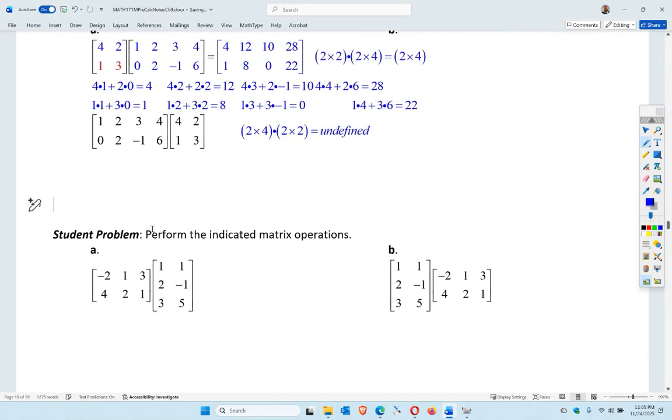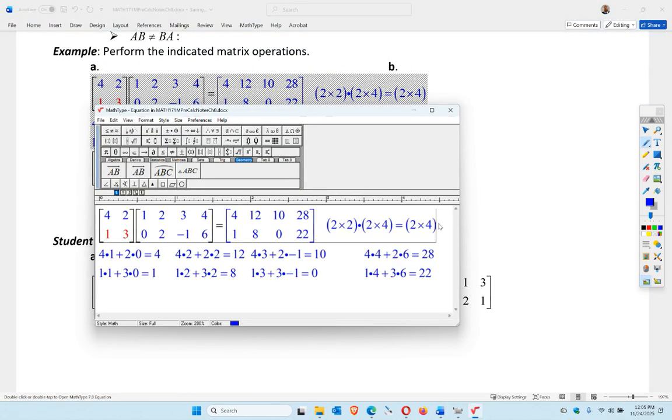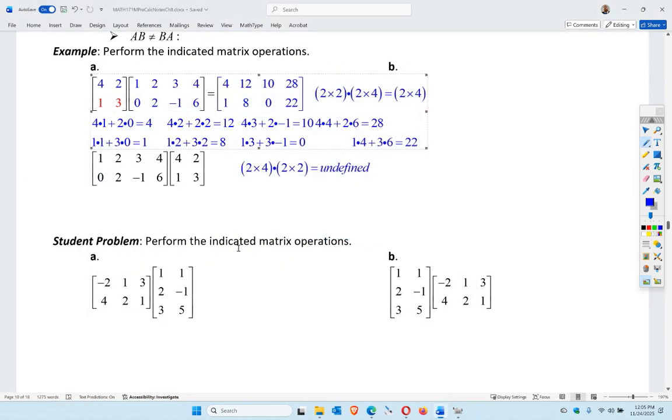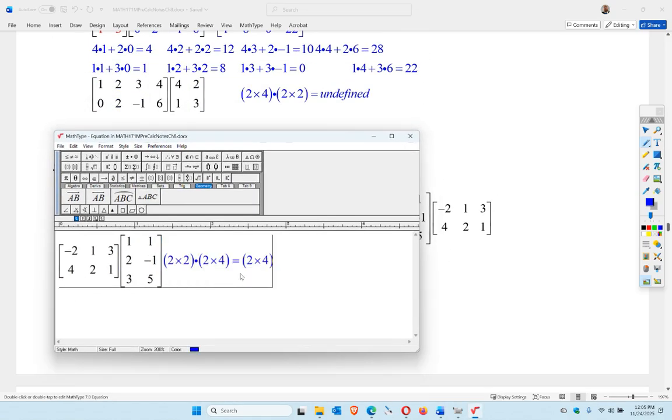Let's try one more of these. Okay, we'll copy this one again here just to kind of save myself some time. Alright, so if I do this one down here, what is this? This is a 2 by 3 and a 3 by 2. Okay, 2 by 3, 3 by 2. The 3's in the middle match, so the answer is a 2 by 2. Okay, so that means I need to make a 2 by 2 answer.